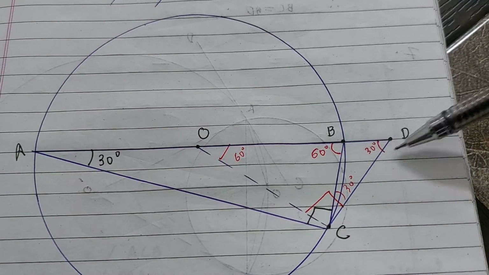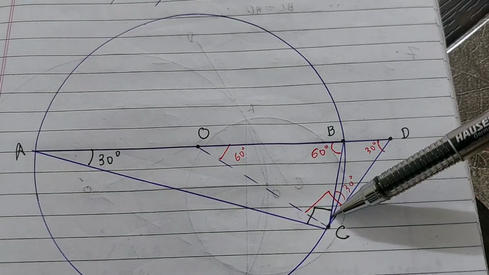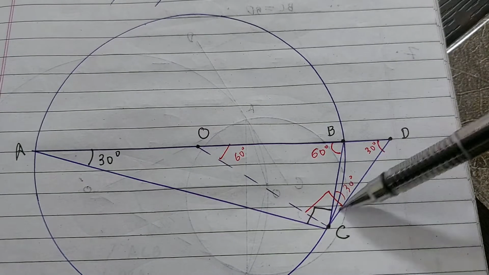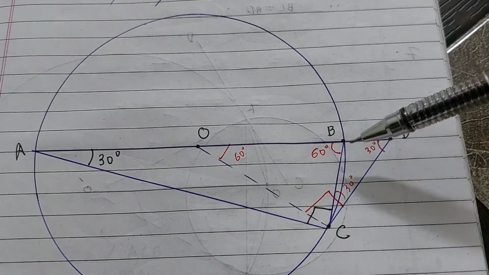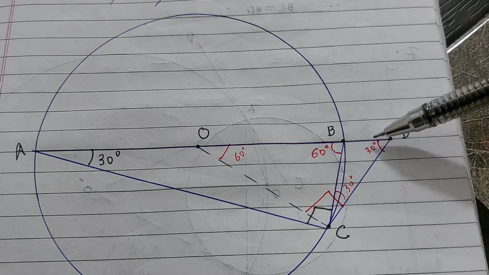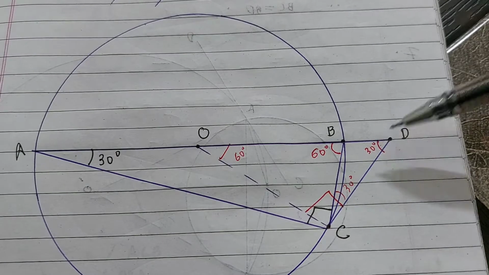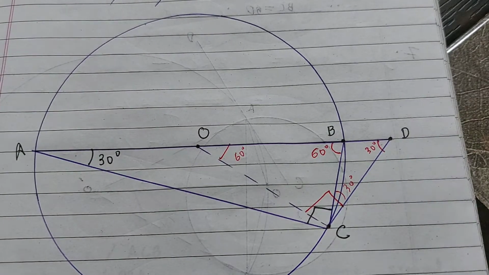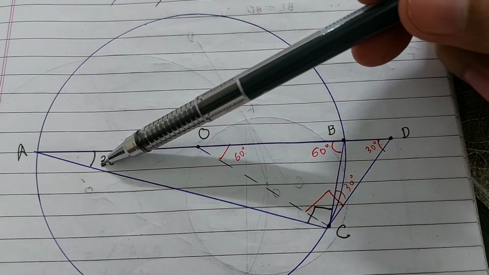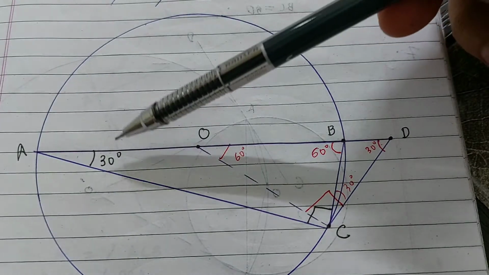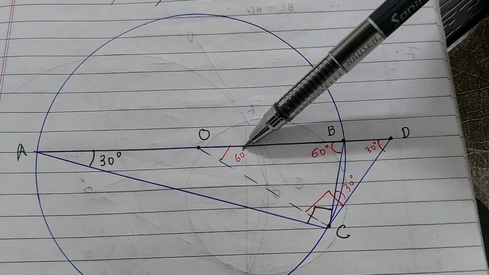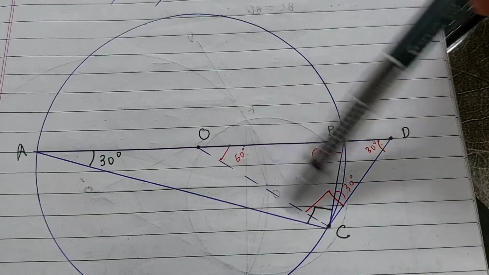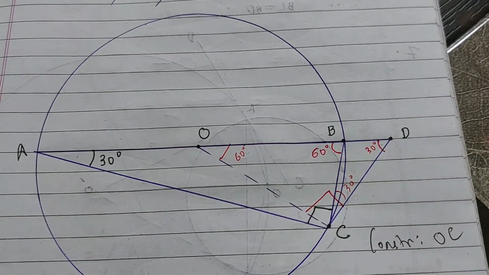We have to prove that BD is equal to BC. The strategy would be to prove BCD is an isosceles triangle. If I can prove that this small angle and this small angle are equal, then we can prove BC equal to BD by isosceles triangle theorem. The only angle given is this one, 30. Well, if this is 30, then this central angle will be 60. So this is a construction, OC.